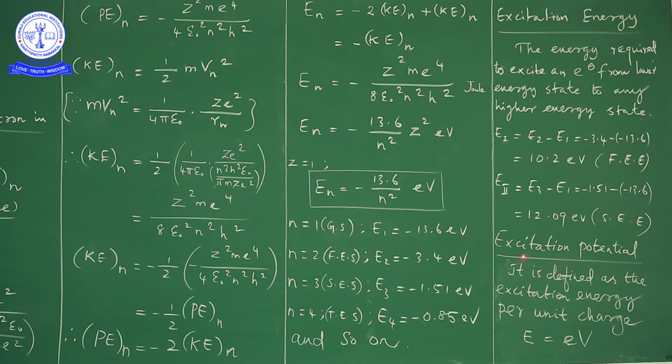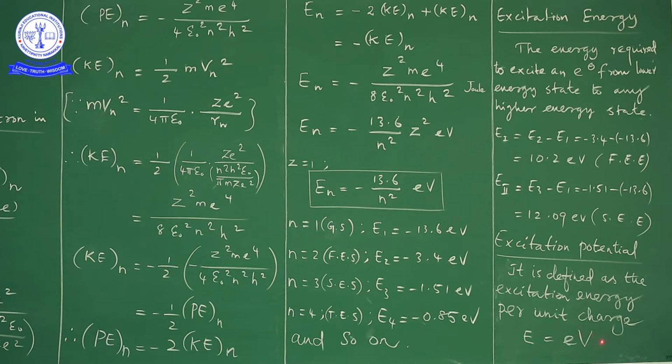Next we move to the excitation potential. What is the meaning of excitation potential? The excitation energy per unit charge is the excitation potential. So, simply we can write capital E is equal to small e into V. Here capital E is the energy of the excitation, small e is the charge of an electron, V is the excitation potential. We can calculate the excitation potential value also.